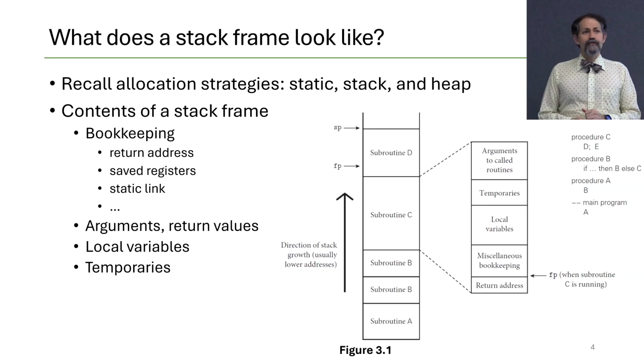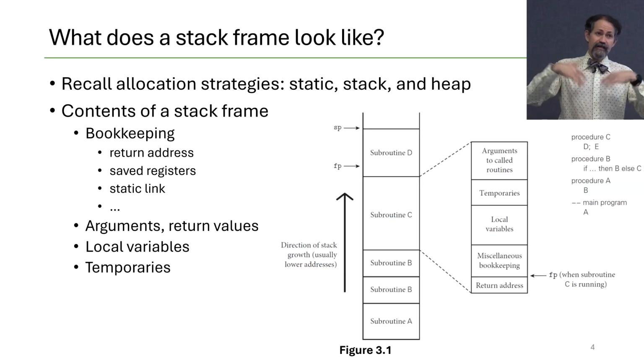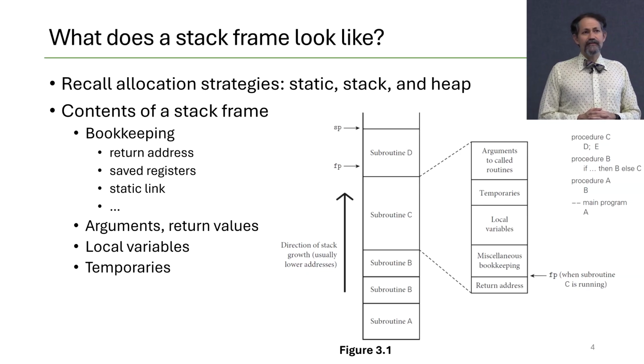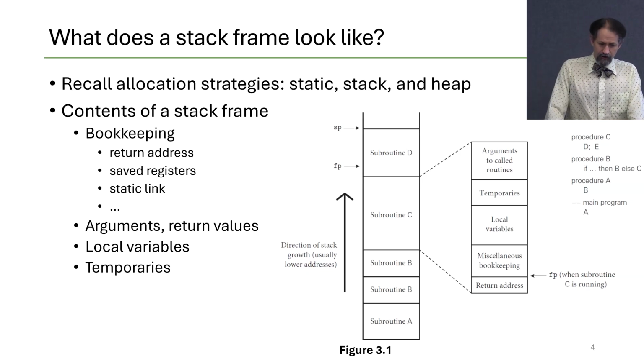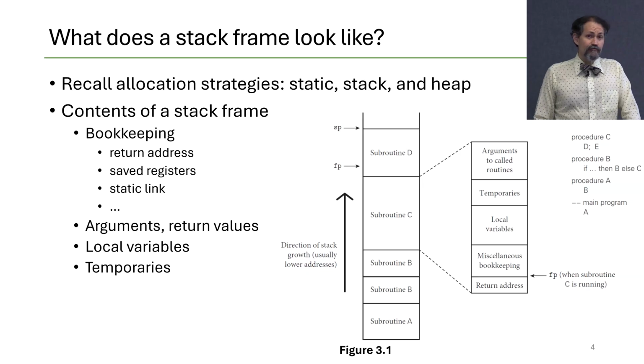We have some bookkeeping. There's the return address, which tells us how to get back to the caller. We have some saved registers, we have a static link, and maybe some other information. The stack frame will also contain the arguments to the current procedure and to procedures that we call, and also the return values that either we are going to return ourselves or that we get from functions that we call. There'll also be local variables that we need to use within the routine, and perhaps some temporaries to store data in transit during computation.